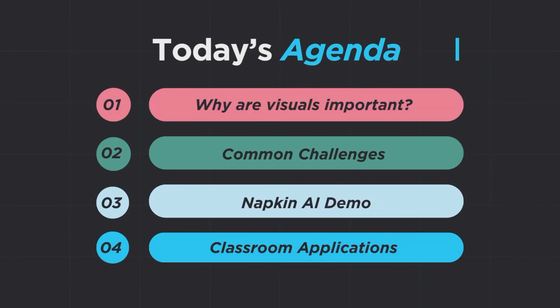So for today's agenda, we're going to first discuss why visuals are important, and some common challenges or hesitations that instructors may face with creating visuals. Then we're going to go into the demo for Napkin AI as the tool. And then we'll go through some classroom applications that instructors and students can use as well.